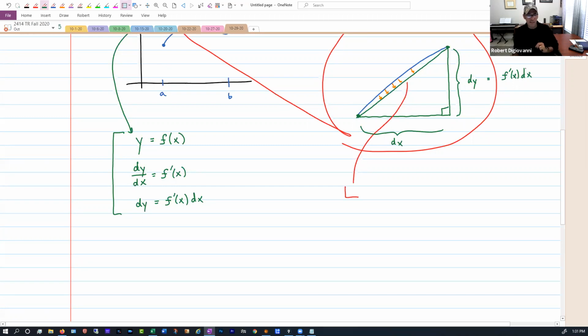We have two sides of a right triangle. You can solve for the hypotenuse, right? a squared plus b squared is c squared. So let's just call the hypotenuse h. Do you agree that dx squared plus dy squared, which is f prime of x dx squared, should be equal to the hypotenuse squared? Yes.